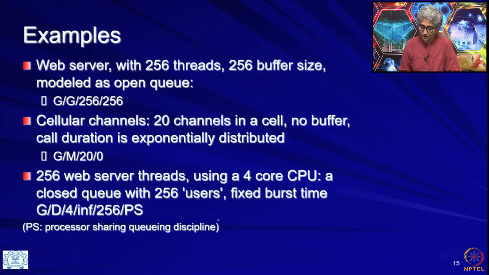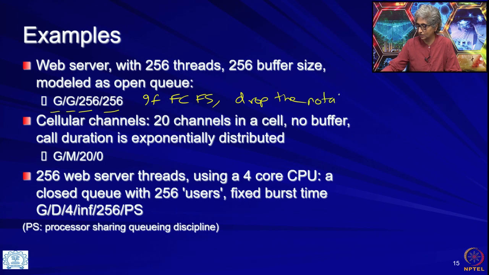Here are some examples. Let us say we have a web server with 256 threads and a 256 buffer size. If it is modeled as an open queue, and we are not making any assumptions about the inter-arrival time distribution or service time distribution, then we have G/G/256/256. If the discipline is FCFS, we can drop the notation. So if I do not write anything, it means FCFS.